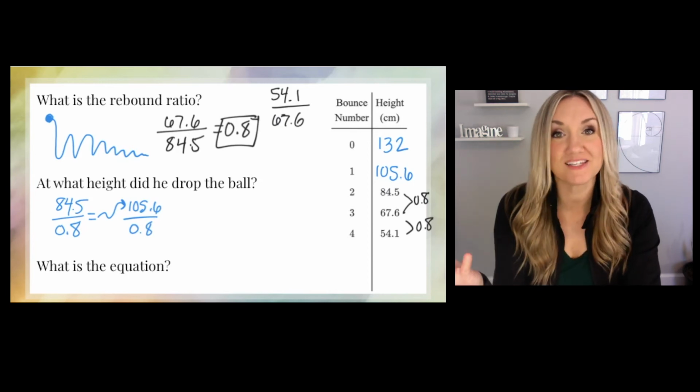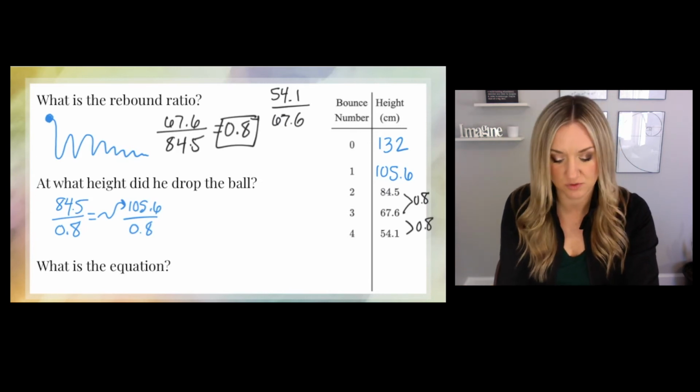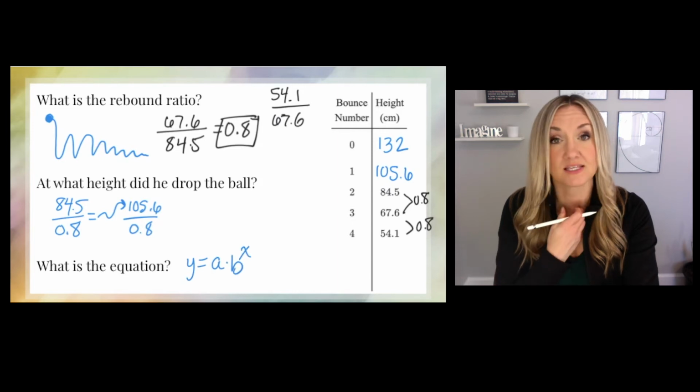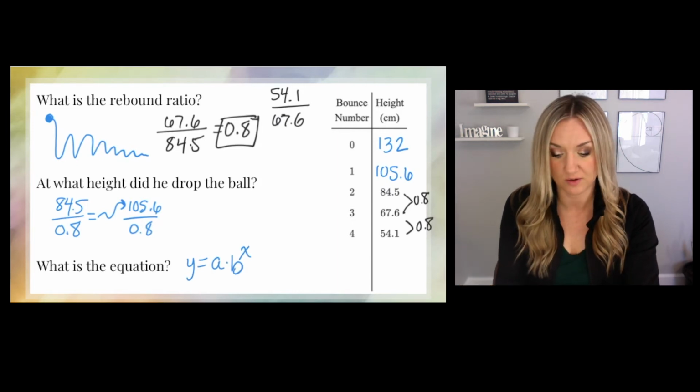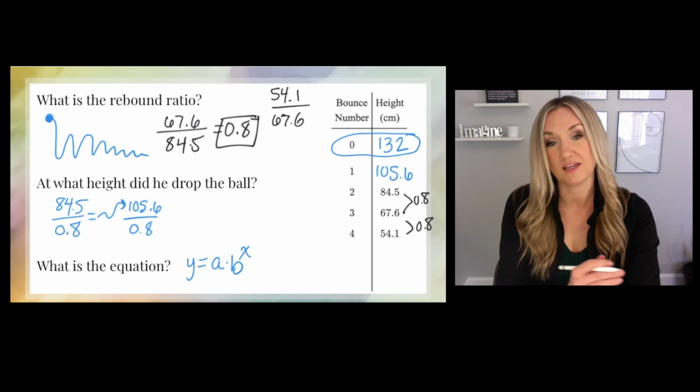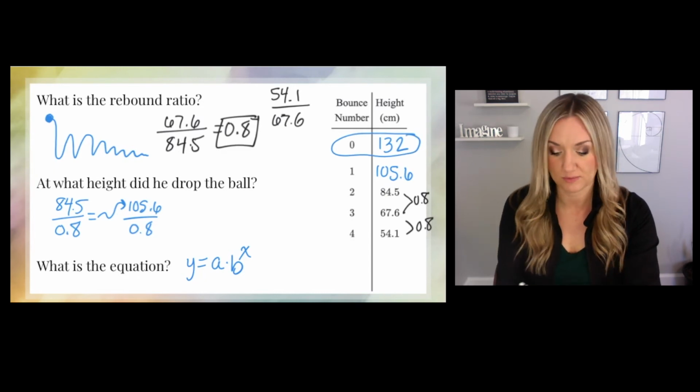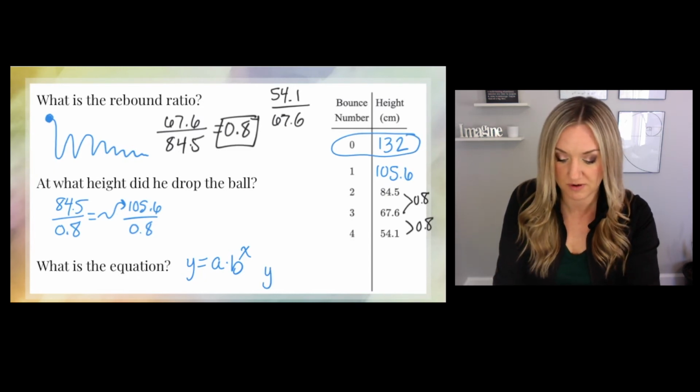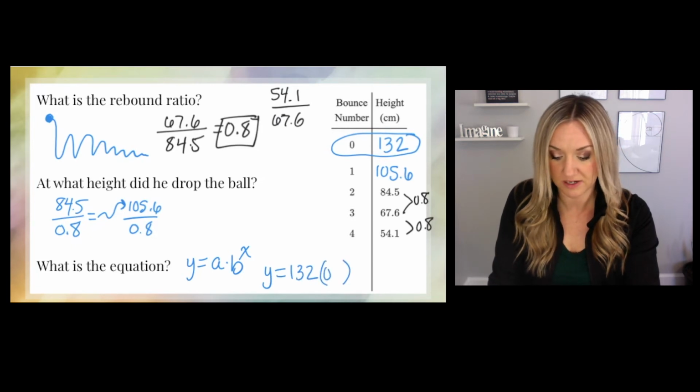All right, so what is the equation? Well, since this is an exponential function, we know that the equation is y equals a times b to the x, where a is our initial value. Our initial value is the height where the ball initially dropped, which is 132. So I'm going to write y equals 132. B is our multiplier, 0.8, and it is to the x power.